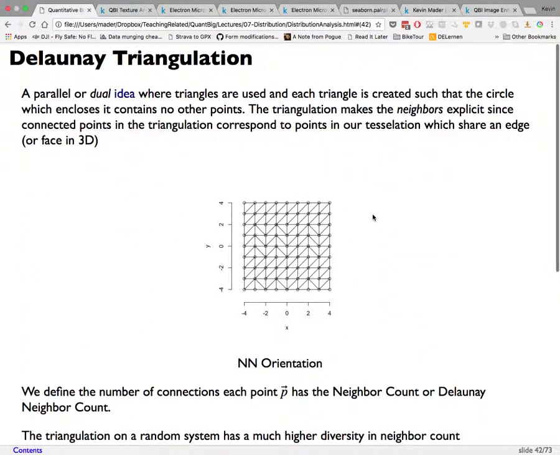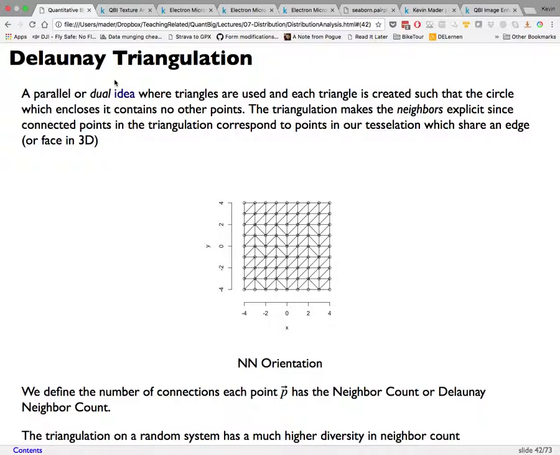So now the next thing after Voronoi Tesselation is sort of the counterpart to it, and this is called the Delaunay Triangulation. It's a really dual idea where you make a triangle such that a circle which encloses this triangle contains no other points. And so you go through each point in your system and draw these triangles so that you get that criteria met.